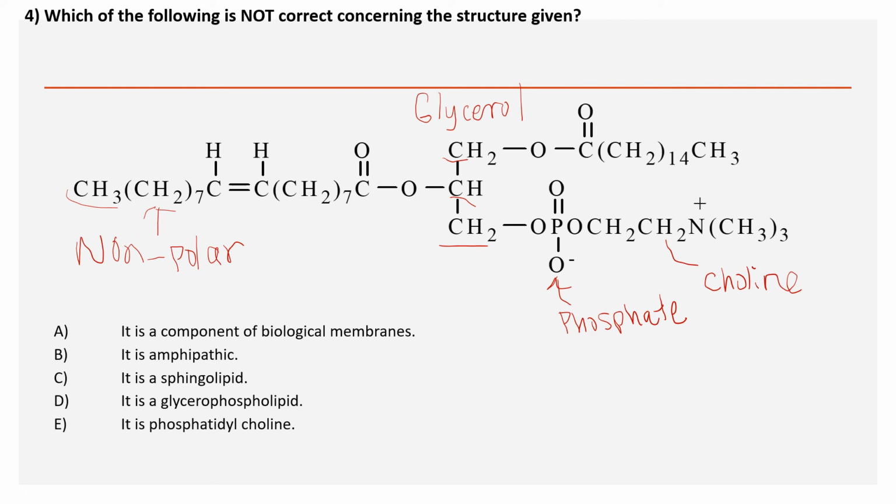Let's see. Phosphate, that's polar. And then over here on the left, we have nonpolar. So the fact that we have polar and nonpolar means we have amphipathic. We have glycerol right there, and we have phosphate. Phosphatidylcholine. So the only one that doesn't fit is a sphingolipid. If you practiced drawing your sphingolipids earlier, then you would know that that one doesn't fit.